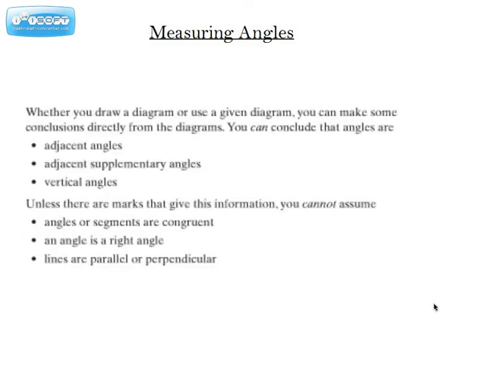This part is important. Write this whole part down. I know it's long, but this part is important. It says that whenever you draw a diagram or use a given diagram, you have to be very careful. You cannot assume that angles or segments are congruent. You cannot assume that an angle is a right angle, and you can also not assume that lines are parallel or perpendicular. You can assume that they are adjacent, supplementary angles, and also vertical angles. We will go into this more with our examples, and my 5 minutes is up.